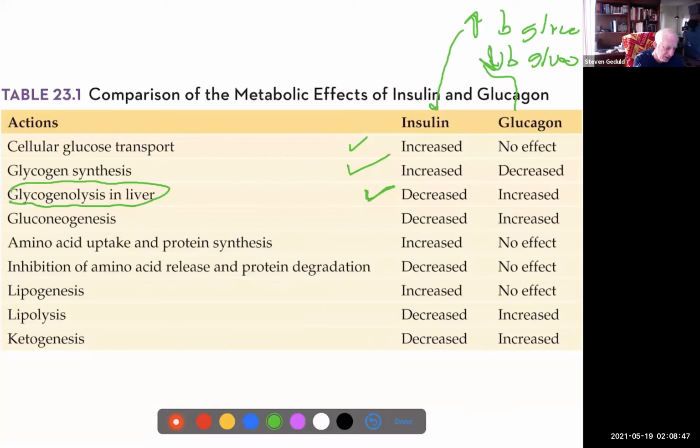Gluconeogenesis, the exact same thing. If you're releasing insulin, you're going to decrease the amount of glucose you make. If you're producing glucagon, you're going to increase the amount of glucose that you make in the bloodstream because you need to raise your blood sugar.